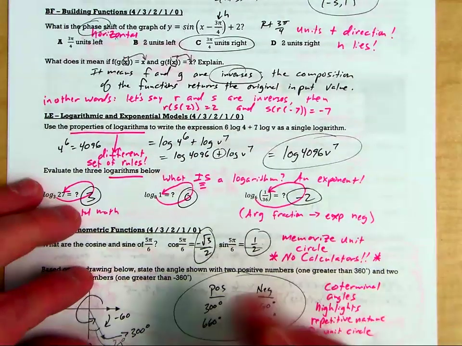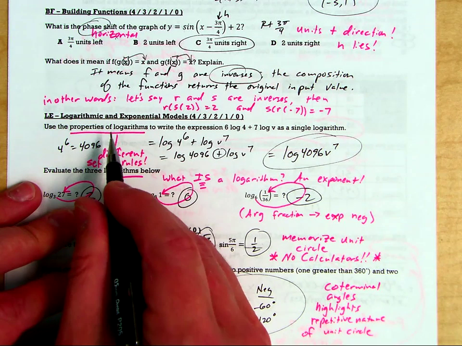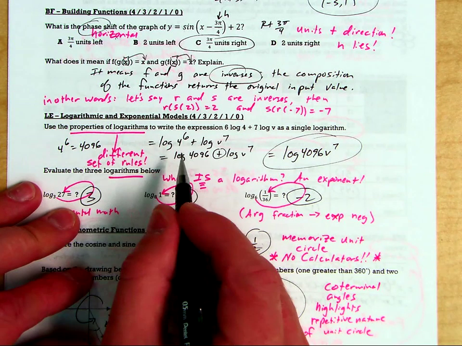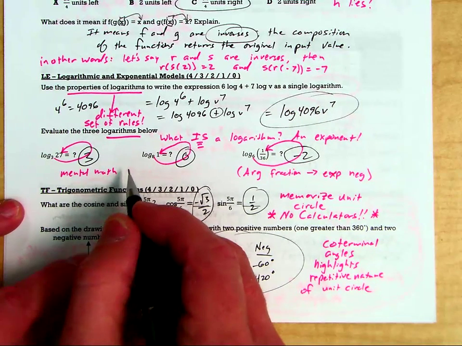Here again is another example of using the properties of logarithms correctly. The properties of logarithms are a slightly different set of rules. Make sure you know those properties or ask me questions. Evaluating is just straight mental math.